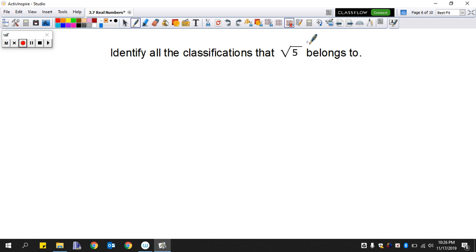All right. Square root of 5. Well, 5 is not a perfect square, so this is simply an irrational number.